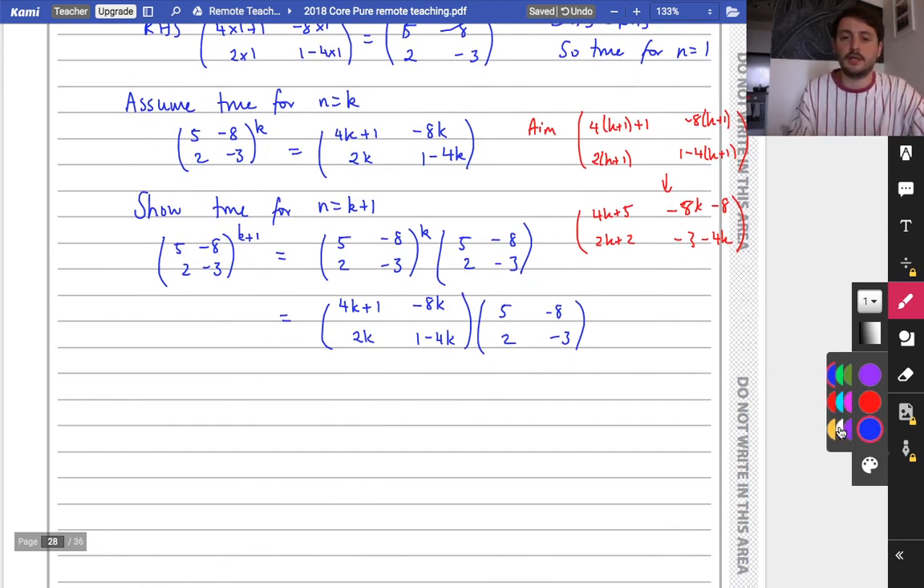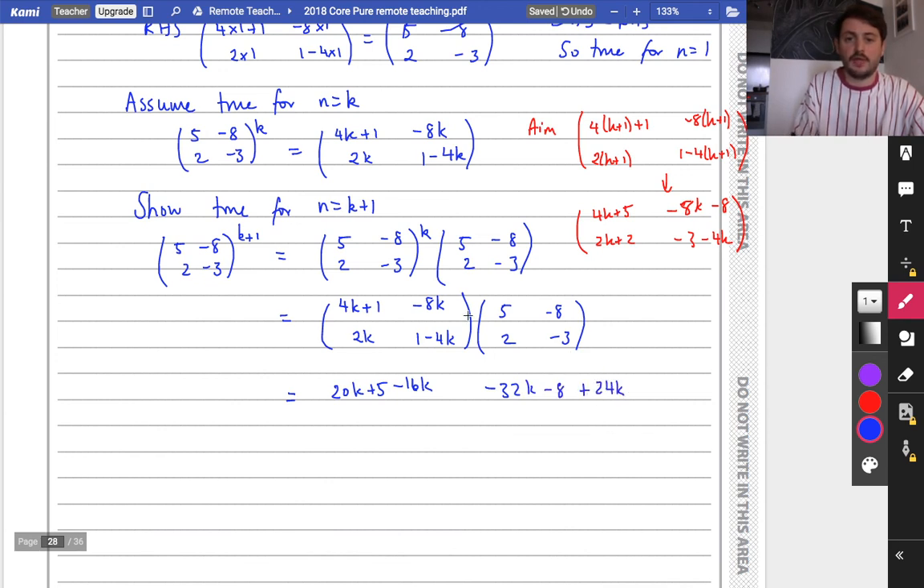Okay, let's do the expansion. So I'm going to do this multiplied by this. I'm going to try and do it a little bit quicker. So that's going to be 20k plus 5 minus 16k. Then I'm going to do this multiplied by this. So that's going to be minus 32k minus 8 plus 24k.